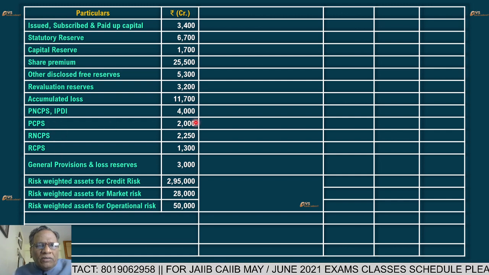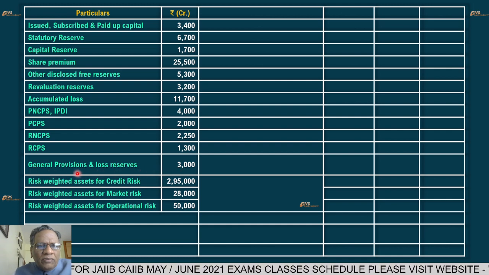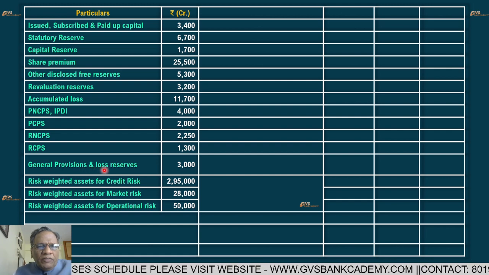So this is part of tier 2 capital. Then, general provision and loss reserves, 3,000 crores. The bank has in its balance sheet liability side general provisions on advances and loss reserves of 3,000 crores. What is meant by general provision? General provision on standard advances, country risk provision, investment reserve account, and floating provision.